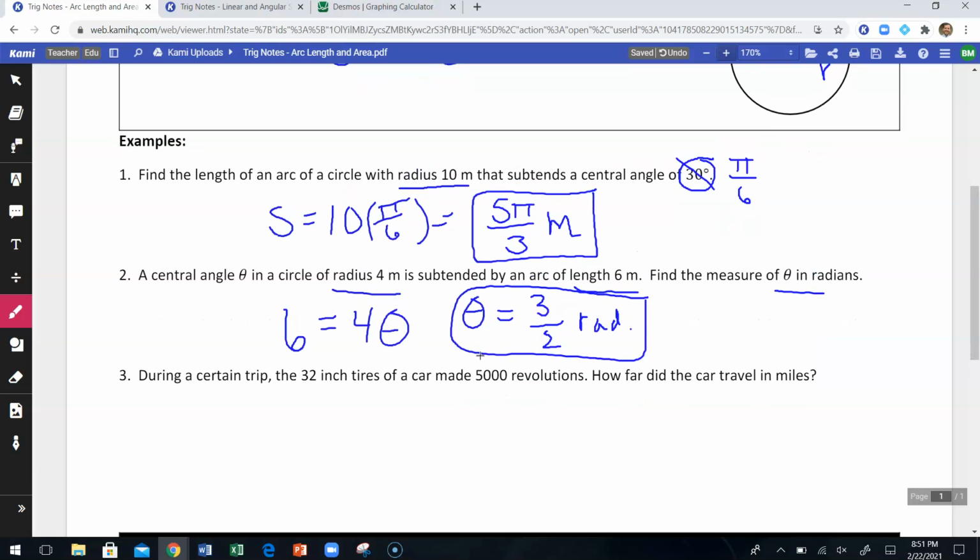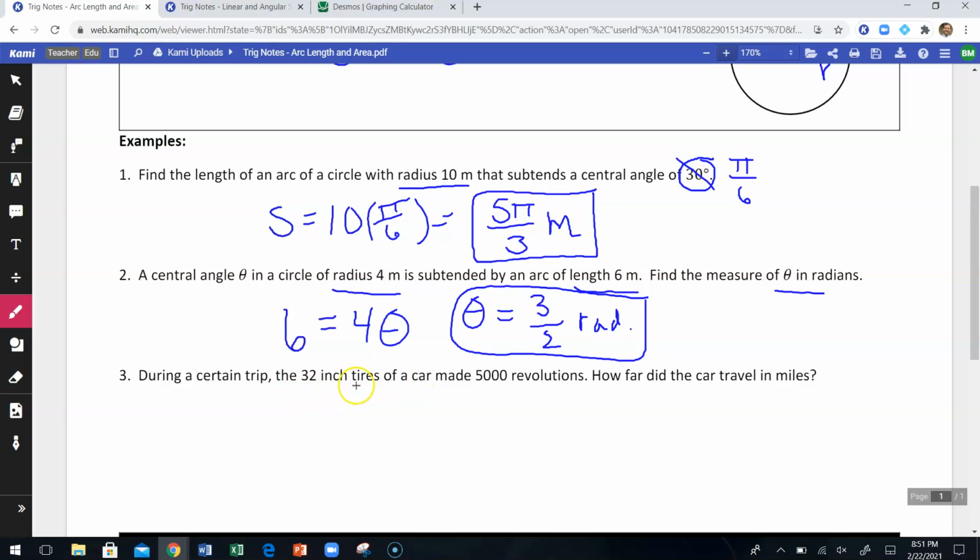Okay, last one. During a certain trip, the 32-inch tires, so this is a diameter, 32-inch diameter tires of a car made 5,000 revolutions. How far did the car travel in miles?